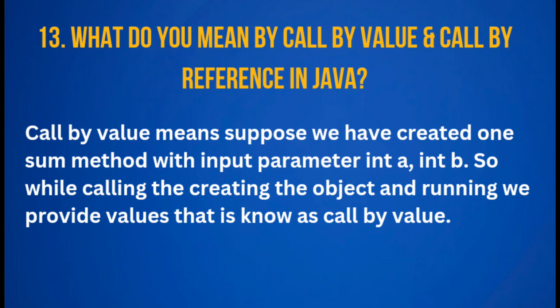Next question is, what do you mean by call by value and call by reference in Java? Answer: call by value means suppose we have created some method with input parameters int a, int b. So, while calling, creating the object and running, we provide values, that is known as call by value. Means, in call by value, when a method is called, the actual value of the arguments is passed to the method. This means that any changes made to the parameters inside the method do not affect the original values of the arguments passed to the method.